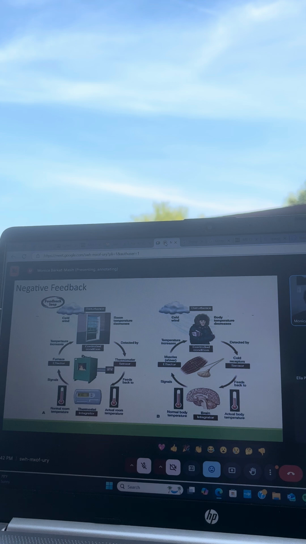Like we said, there are three components. You have the receptor, you have the control center, and then we have the effector organ. Receptors, if it is the body and the temperature changing, are those temperature receptors in the body. Brain is the control center always. Now, what is the effector organ when you're out in the cold?